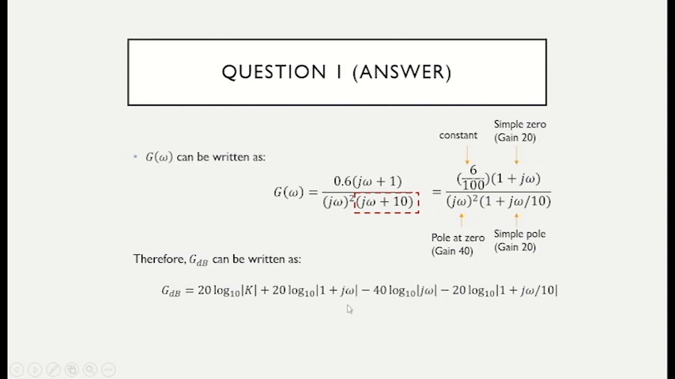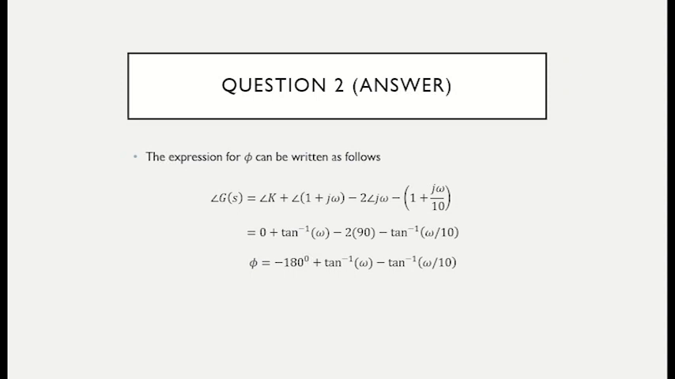So the first two are from the constant and the zero, and they are positive, and the next two are from the poles and they are negative. The constant gain will have zero phase. The simple zero will have inverse tangent of omega. The pole at origin squared will have 2 times 90 degrees and is negative because it's a pole. And finally, the simple pole will have an inverse tangent of omega over 10 and is also negative because it is a pole. Just like the gain, all the zeros will be positive and the poles will be negative.